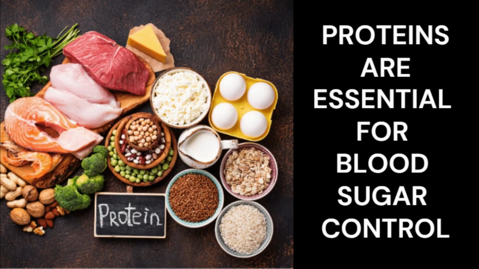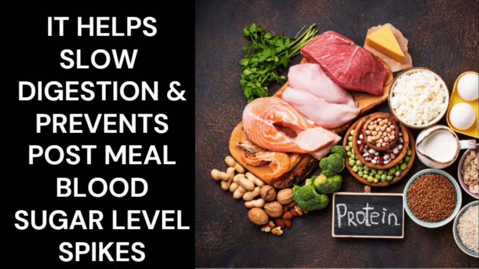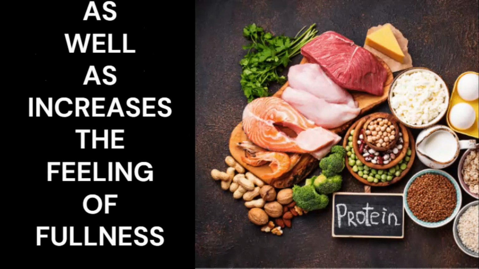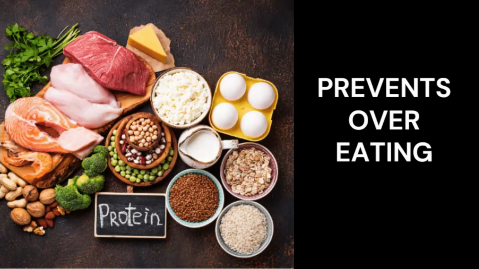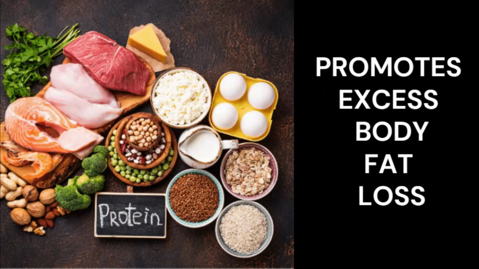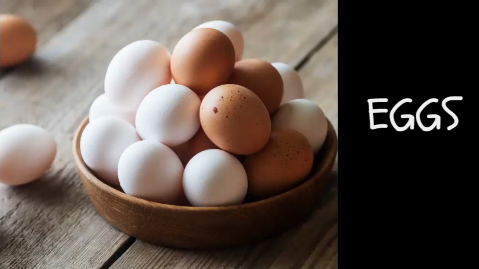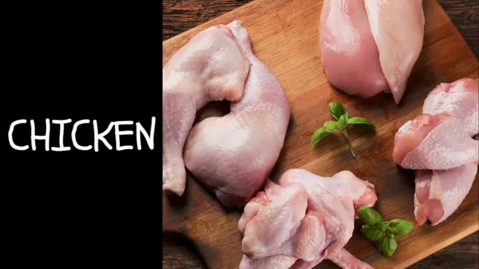Proteins. Proteins are essential for blood sugar control. It helps slow digestion and prevents post-meal blood sugar spike, as well as increases the feeling of fullness. It may prevent overeating and promote excess body fat loss. Now, what are the animal proteins that can be taken? It includes lean meat, egg, fish, and chicken.